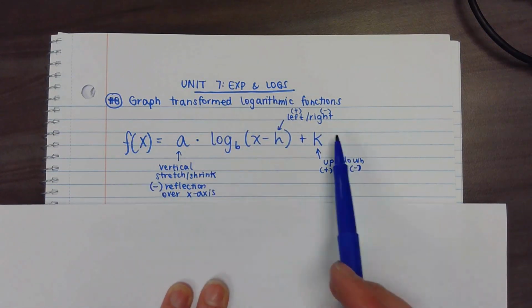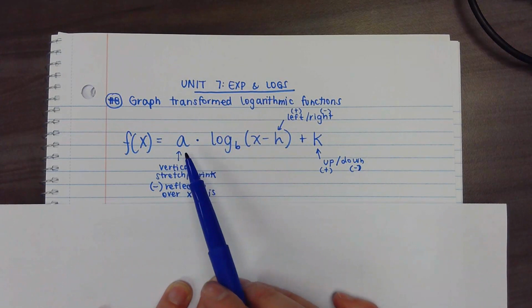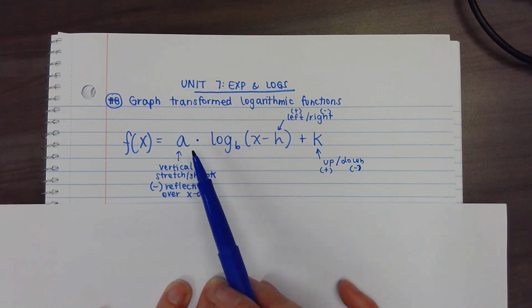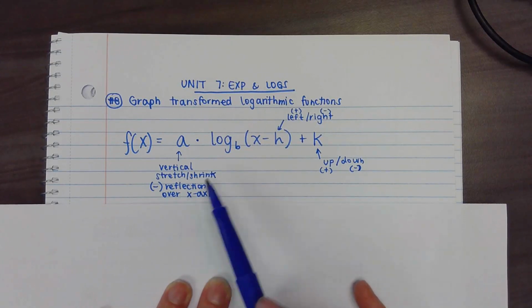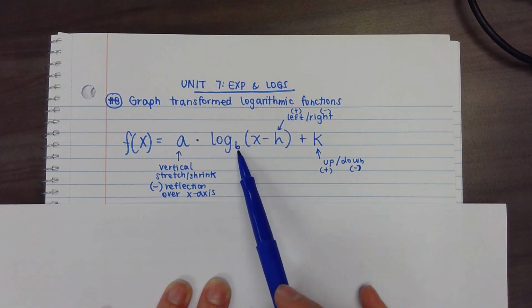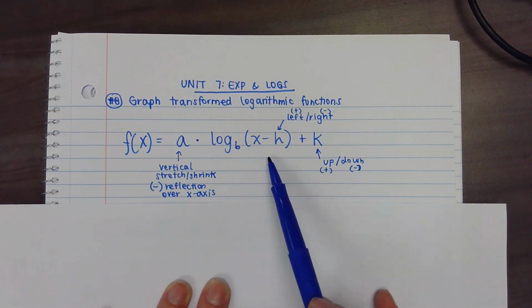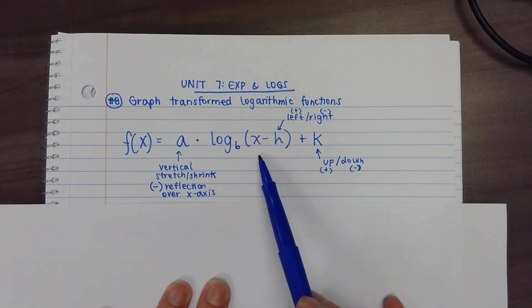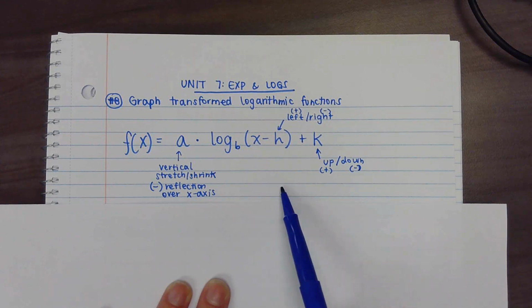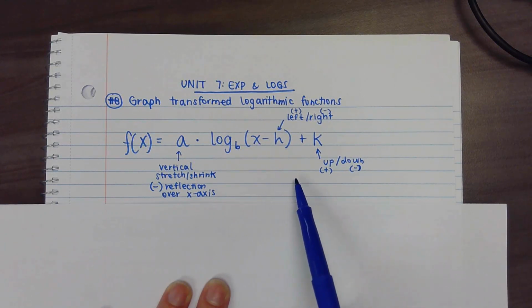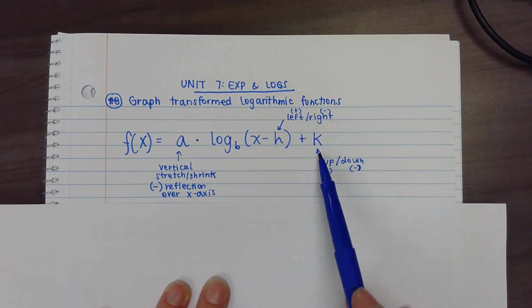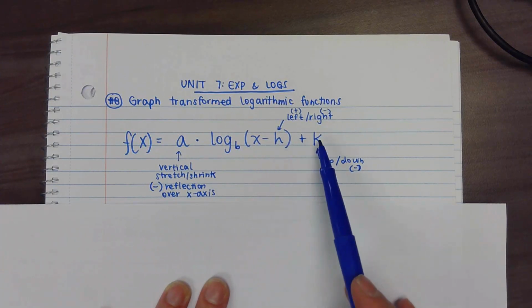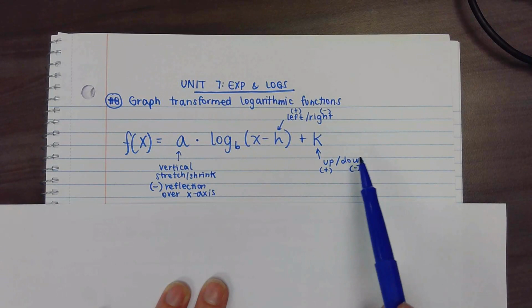So here's transformation form of a log. We could have a number multiplied in front of the log. That would be a vertical stretch or shrink. Negative being the reflection over the x-axis. Log base b, if this is greater than 1, remember our log function will be growing, shaped like this. Between 0 and 1, our log function will be decreasing, shaped like this. And then plus or minus h, inside with the x is our shift left and right. Outside those parentheses, not part of the argument, is our shift up and down.